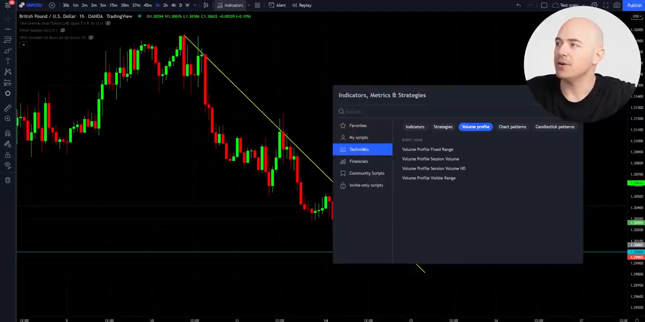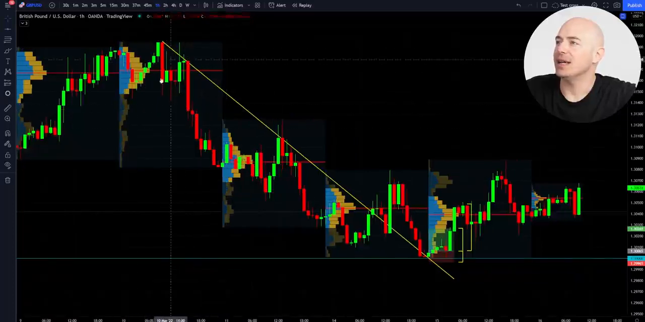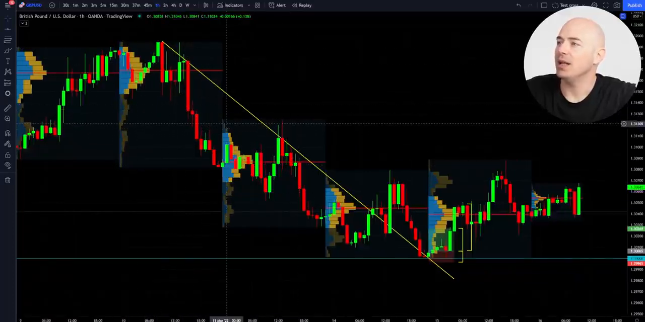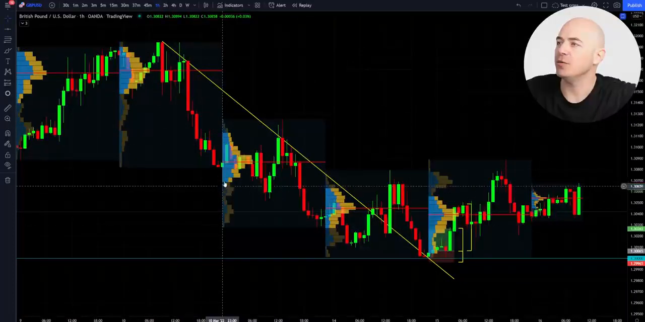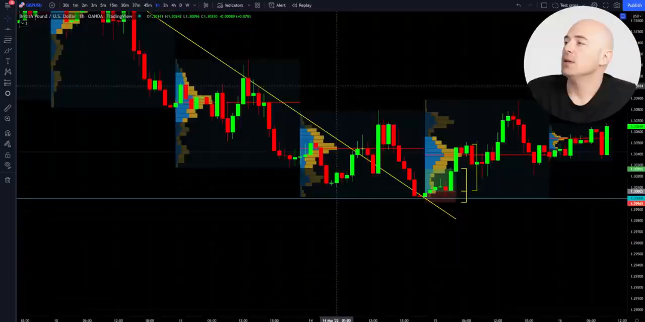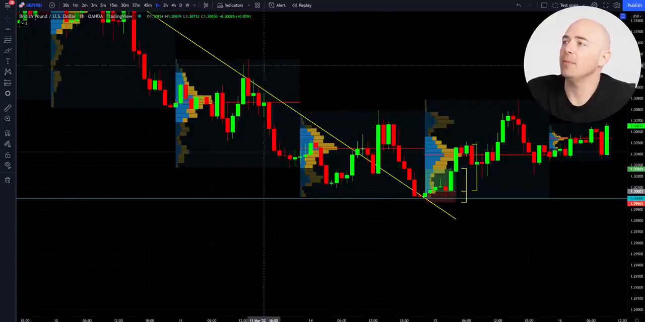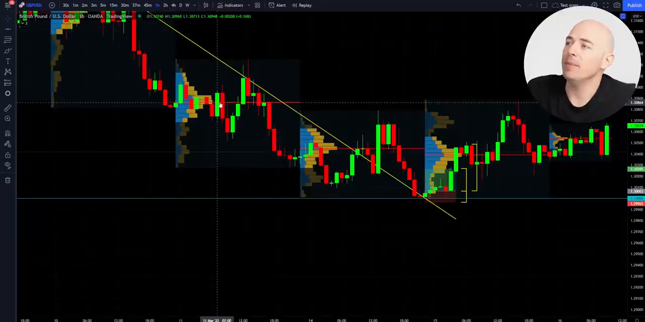If you go into the indicators tab and click the technicals, the third option is volume profiles. I want you to select this one right here, volume profile session volume. What that's going to do is give you sessions highlighted, as well as the buying and selling volume at specific prices, not at the bottom, but vertically. So instead of having major support and resistance levels on a higher time frame, you can see that this middle area where the volume was the highest, that's going to be your support and resistance for the next time frame.